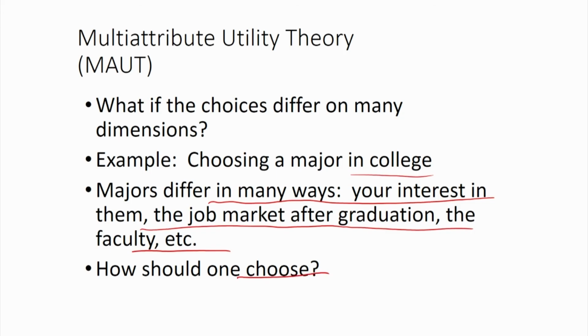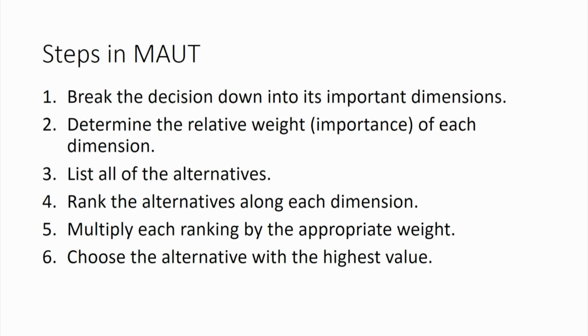Then how should one make the choice? In multi-attribute utility theory, as against the expected utility theory, where there is one choice and one utility, if there are multiple utilities and probabilities, people need to first break the decision down into important dimensions. We have to understand which dimensions are important to us, and those which are not important have to be thrown out or given lower weightages. Then determine the relative importance weight of each dimension. For me, one of the dimensions of choosing college was how near it is to my hometown, and that was one of the highest, and I gave it the highest weight. And so, other things got lower weight.